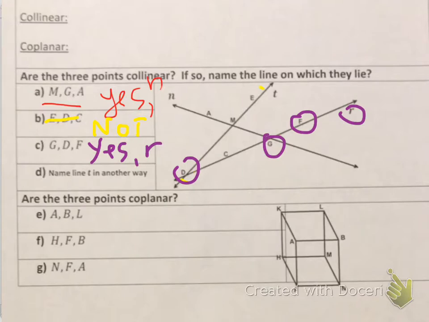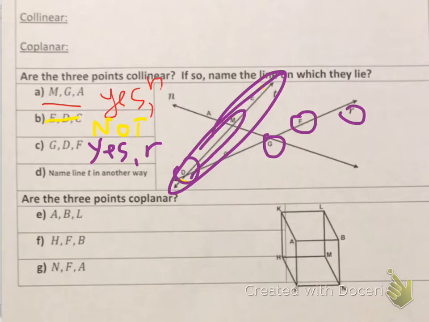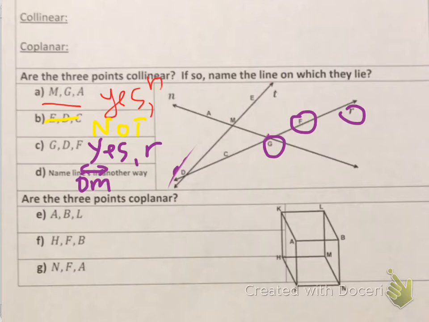D says name line T in another way. Well, if this is line T right here, we could call that line DM with a line over the top of it like that. We could have called that a lot of different names actually. We could have called it EM, we could have called it DE, a lot of different line names.